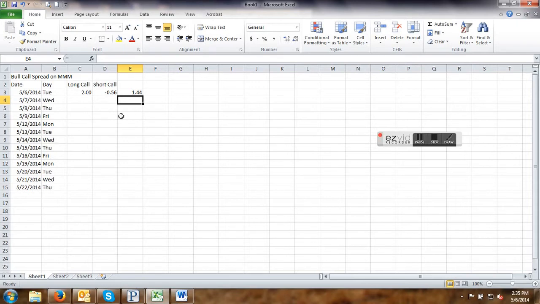And that's per share. So it cost me $1.44 per share, or $144, to get into this strategy, and then we'll see whether it works or not. Obviously, if the stock price goes down, I've lost all my $144. I hold these until expiration.